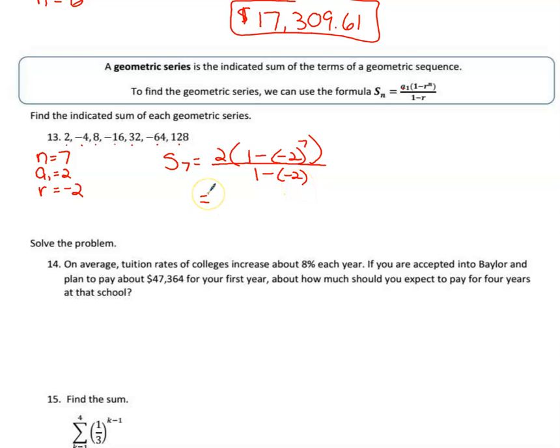You could type that in on the calculator, but I'm going to do this one by hand. 1 minus negative 2 is 1 plus 2. That's 3 in the denominator. We have a 2 there.